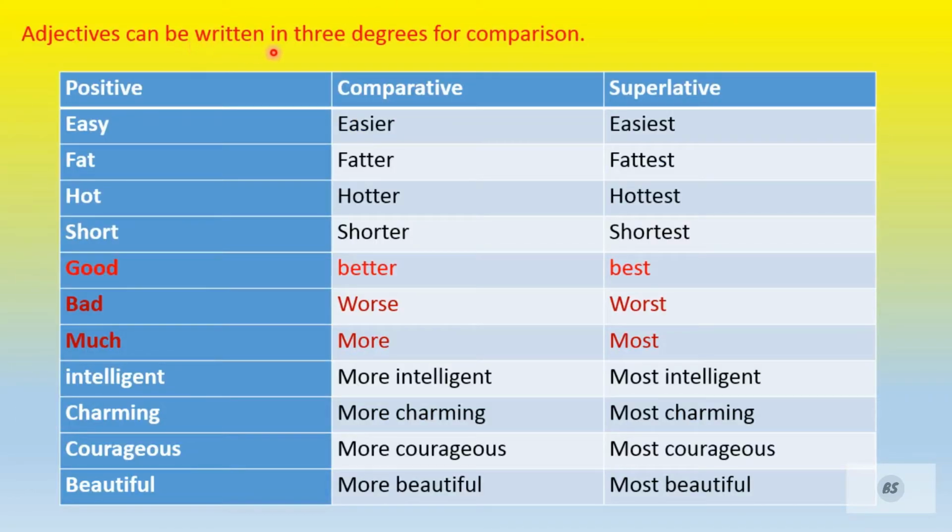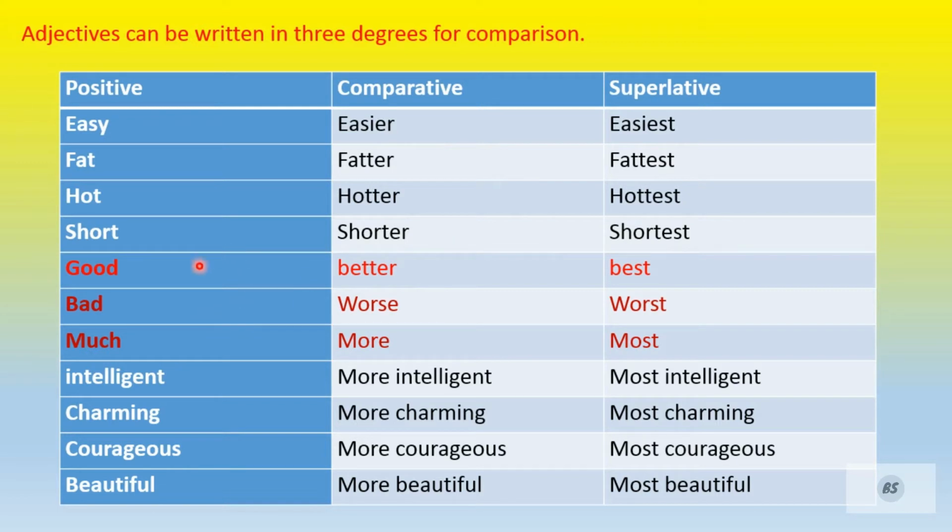Now see, adjectives can be written in 3 degrees for their comparison. Like verbs have 3 forms, go, went, gone, see, saw, seen, similarly adjectives are also written in 3 degrees. Take for an example, easy is an adjective. Easy, easier, easiest. Fat, fatter, fattest. Hot, hotter, hottest. Short, shorter, shortest. So generally we add er or est at the end to convert from positive to comparative, from comparative to superlative.